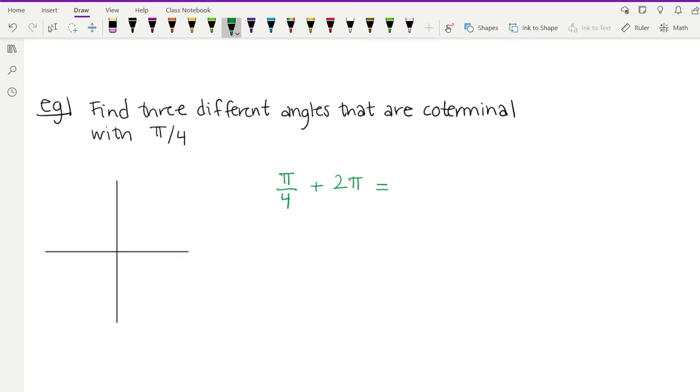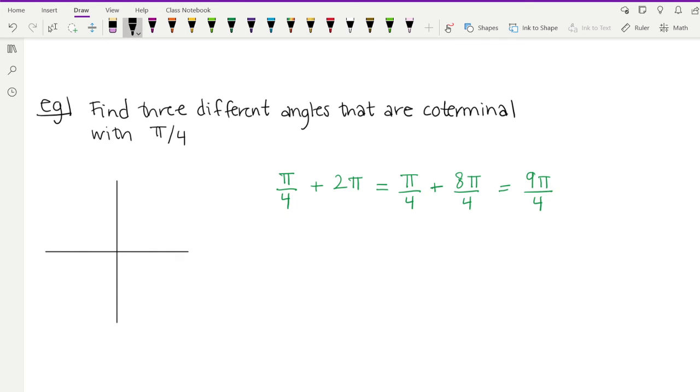This is something that you're going to want to get comfortable with. Adding and subtracting radian measures that involve fractions is just like adding and subtracting any fraction. You can just make a common denominator. So pi over 4 plus, if we make a common denominator, this becomes 8 pi over 4. And so pi plus 8 pi is 9 pi, and so we end up with 9 pi over 4. So 9 pi over 4 is an example of an angle that is coterminal with pi over 4.